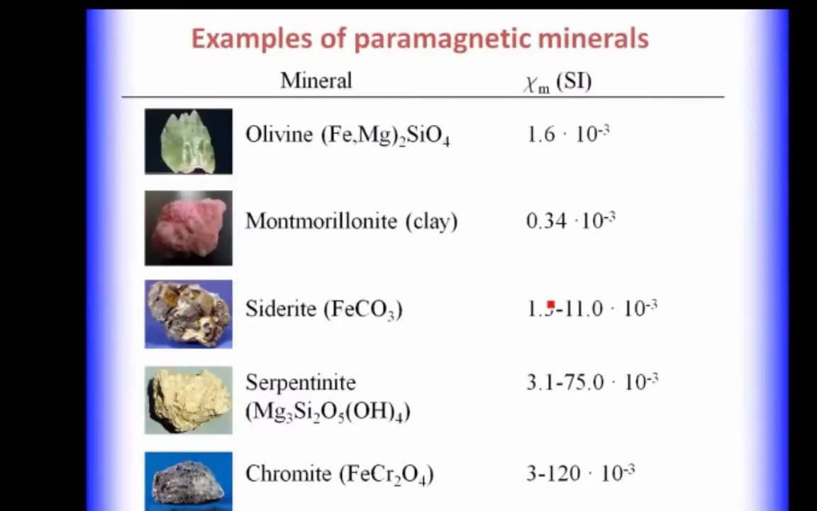Here's some minerals that have chi sub m's that are positive. You can see they're small. These are minerals that have usually some sort of a magnetic material in them. You notice this has iron. This I don't have any idea what it is. Here's another iron compound, and here's another one that has both iron and chromium. But you can see here that they all have positive, non-zero chi sub m's, and so therefore they have paramagnetic behavior.